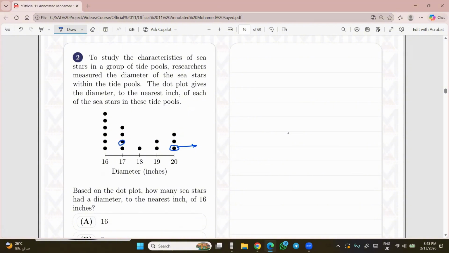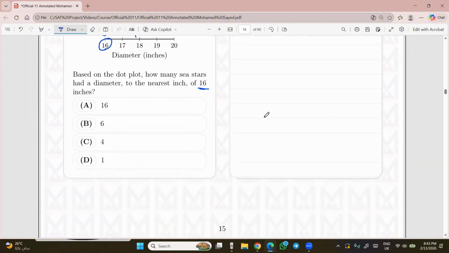Okay, what about this one? One of the sea stars has a 17-inch diameter, and so on. But here, what is the interpretation of the 3 here? So we have 3 sea stars that each measure a 20-inch diameter. Okay, so this is the number of the stars. Based on the dot plot, how many sea stars had a diameter to the nearest inch of 16? So 16 inches is here. How many, which means how many points here? So you can just count this and you find 6. So the answer is 6, letter B.